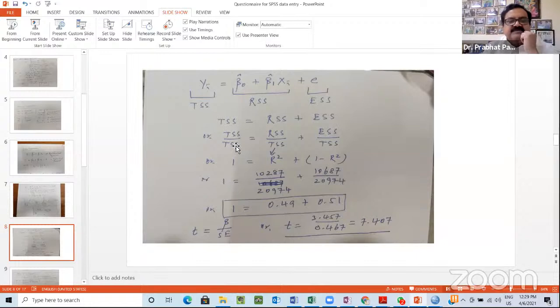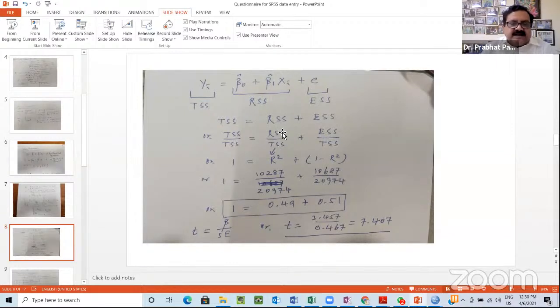And if you divide both sides by the total sum of squares, TSS by TSS is equal to RSS by TSS plus ESS by TSS. So we are dividing by TSS on both sides, right? So this TSS by TSS becomes 1. And the RSS by TSS tells us the ratio of explanation which is coming from regression, and ESS by TSS is the ratio of explanation which is coming from error, right? So these two ratios.